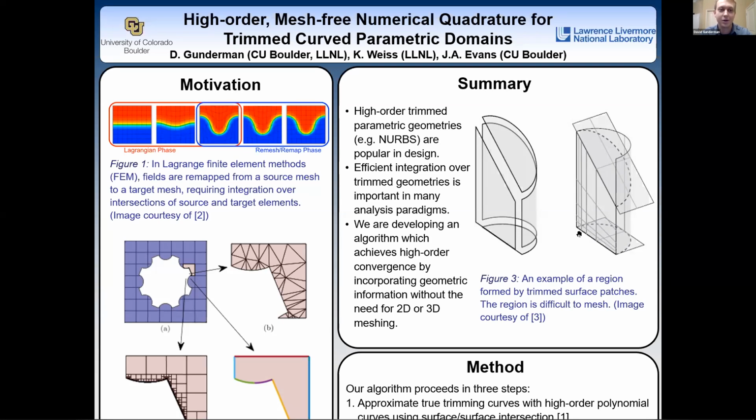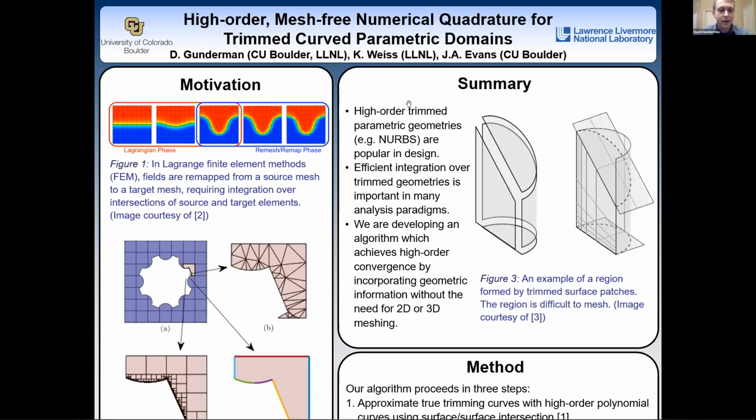As you all know, high-order trimmed geometries like NURBS have been popular for decades in shape modeling. Here's an example of a trimmed geometry bounded by four trimmed curved parametric surfaces, in this case NURBS. Three of these surfaces are trimmed, and on the right you can see the original tensor product NURBS patches, where the trimming curves are shown as dashed lines.